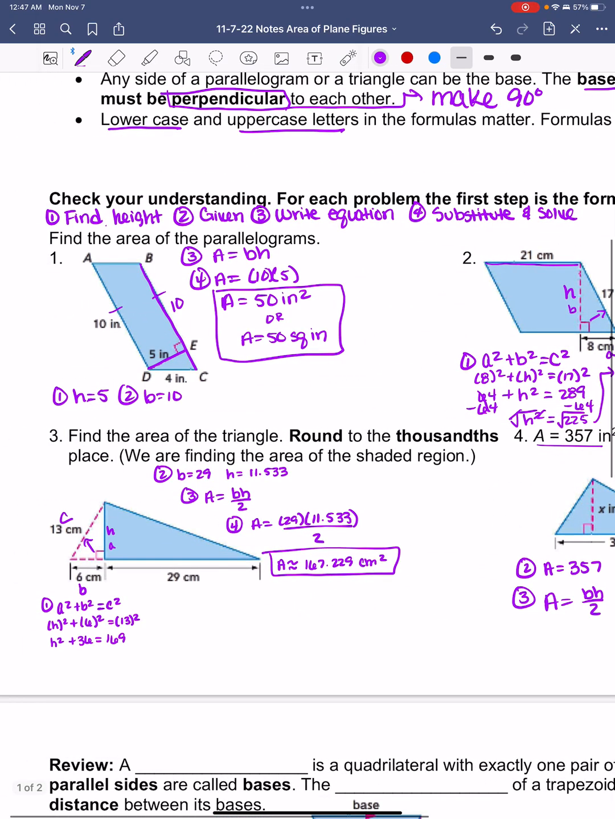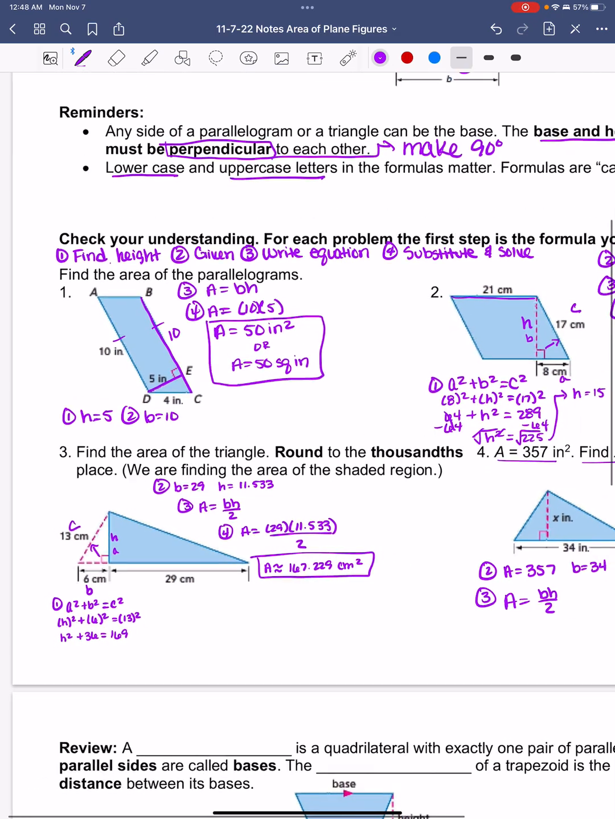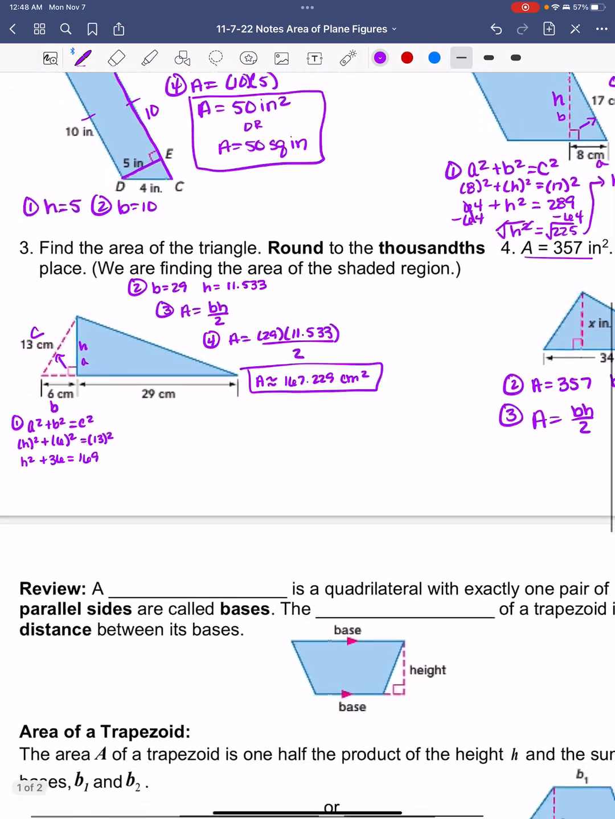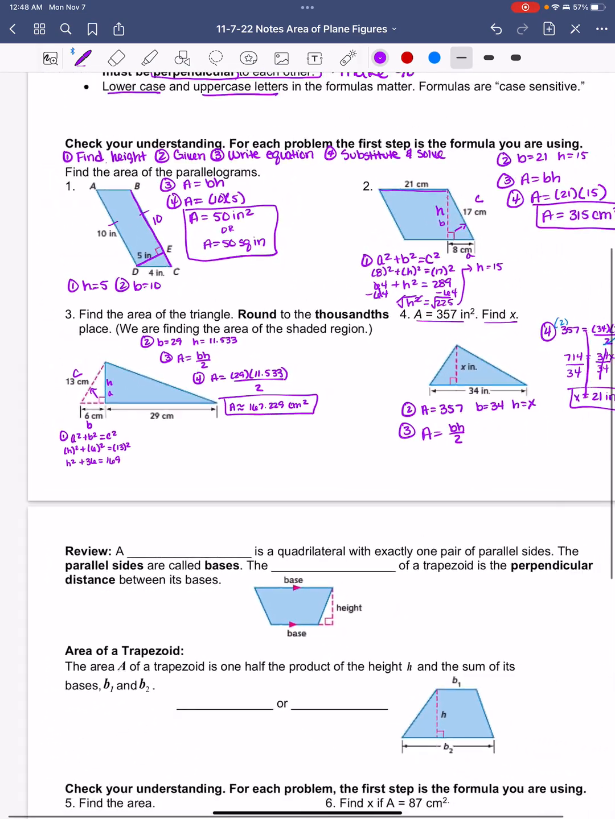Guys, I'm going to come back here. Please don't forget to go and finish off that number 1, because I will be checking that. So let's go ahead and continue to move forward.